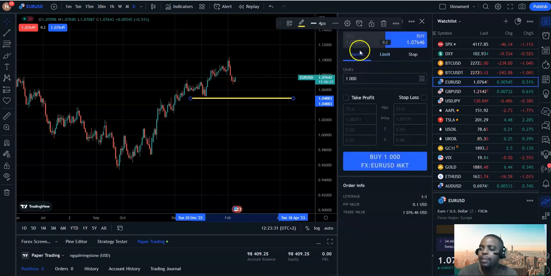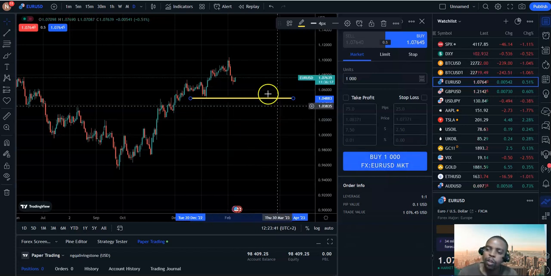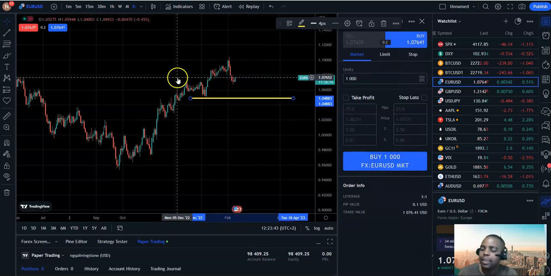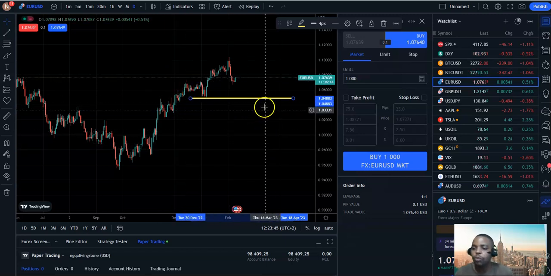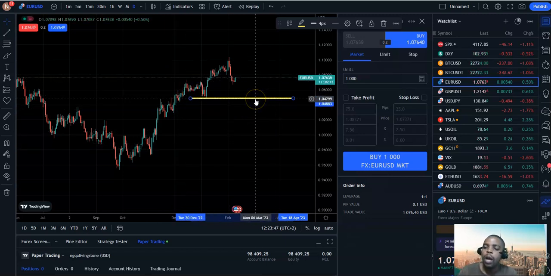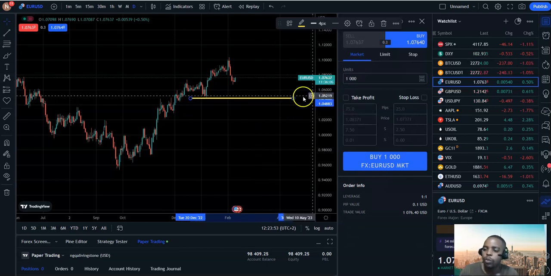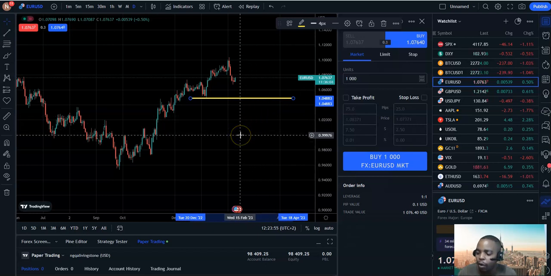A market order is instantly executed. If I press a buy order here, it will instantly go into the market and start trading. But there are times when people want to place orders at a specific price, and they use this technique of pending orders.